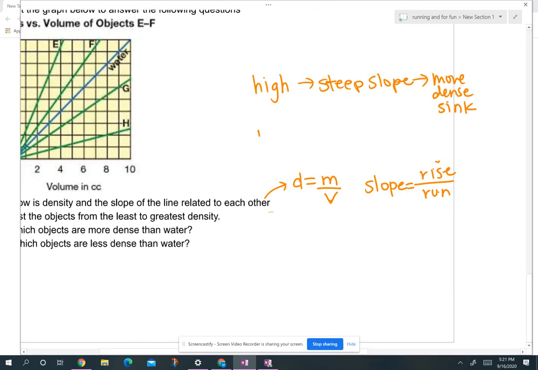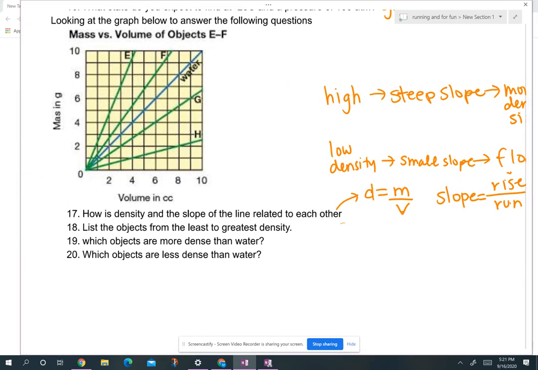If you have a low density, it is going to have a smaller slope, and it is going to float. So these things tend to float. So that is how those relationships work. These two objects, G and H, have low density, and that is because they have a small slope.